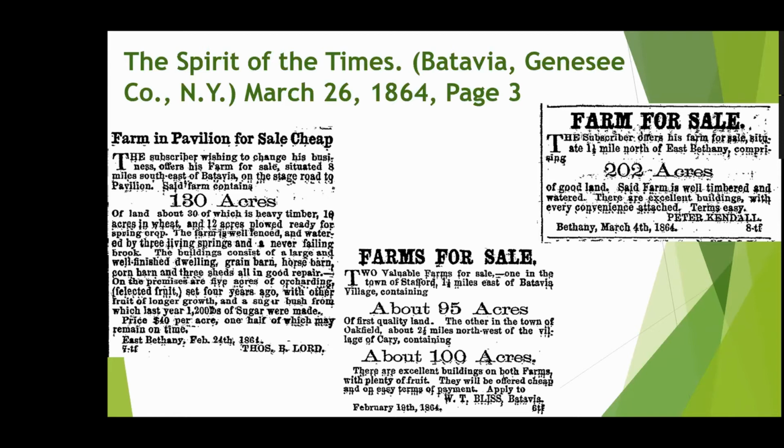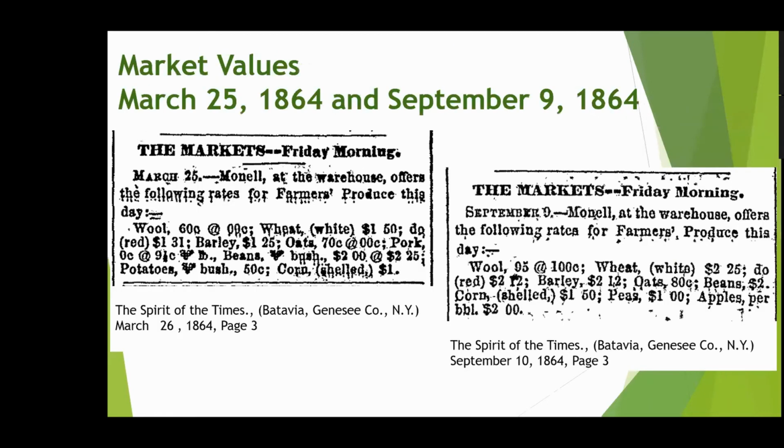Some of these don't give you much information except for the location. But I do like the one from Pavilion where it gave you a nice description of what the land was like to give them a better idea of whether or not they wanted it. Because they were on the stage road, so quite accessible. And you can also find market values, like the one that talks about the cost of wheat, white wheat, 150, wool, 60 cents, oats, 70 cents. It doesn't tell you what the amount is, but basically the farmers would have known. Corn that was shelled, beans and whatever.